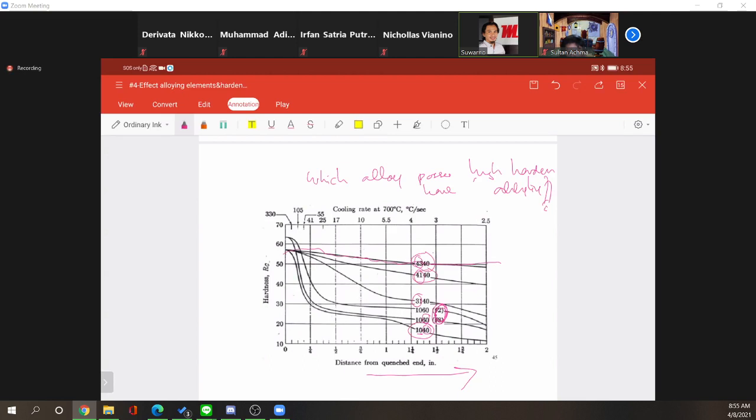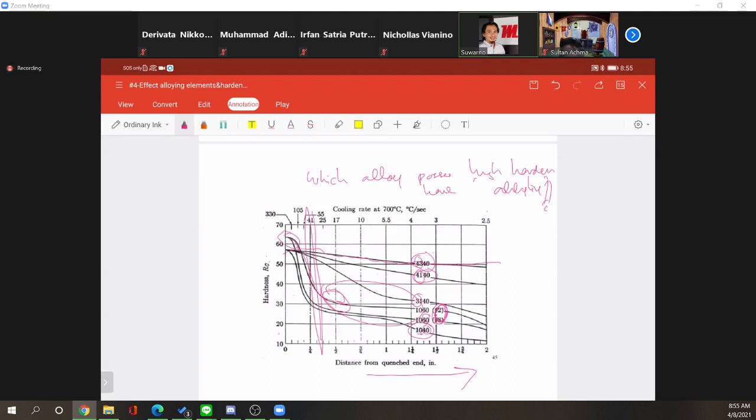Okay, that's the easy one. And why not 1060? Even though you see that the hardness in the beginning is very high, it very quickly jumps to very low hardness, which means that the martensite will be somewhere here, and then you have no martensite anymore after this distance. So in the perspective of hardenability, this alloy is not easy to be hardened, because the martensite only forms at the edge, it does not go into the depth of the sample. So that's the meaning of hardenability.